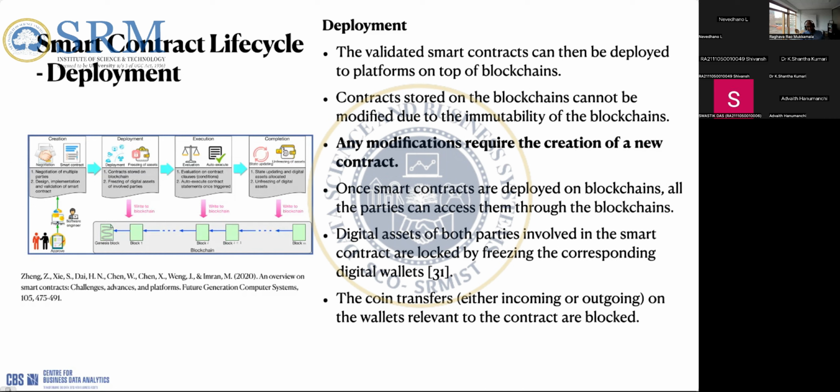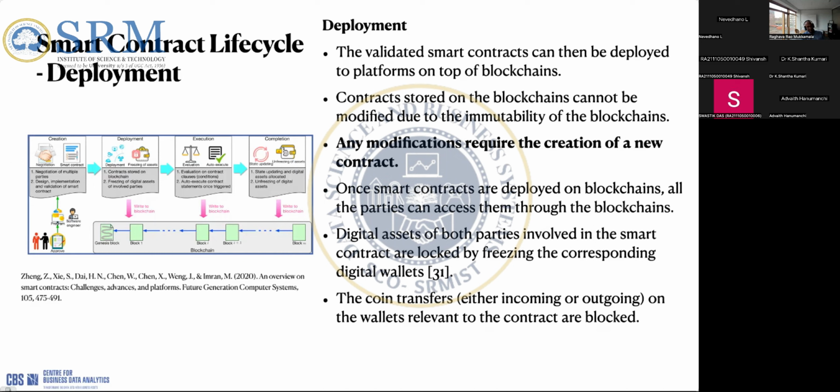For example, let's say that two parties are involved in the smart contract, and there is also some kind of money transfer involved. Then the digital assets of both parties are locked by freezing the corresponding digital wallets. So there is also some kind of housekeeping happening, because it needs to promise the contractual obligations, right? So it will also freeze the connected assets.